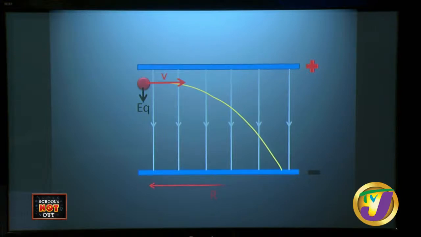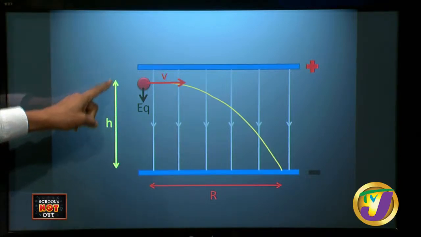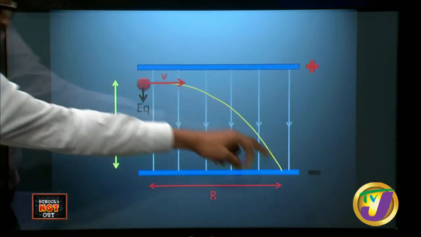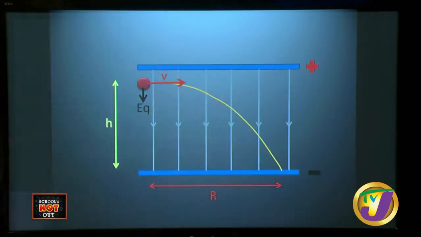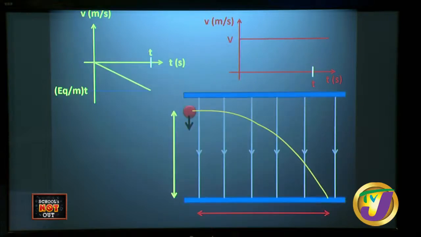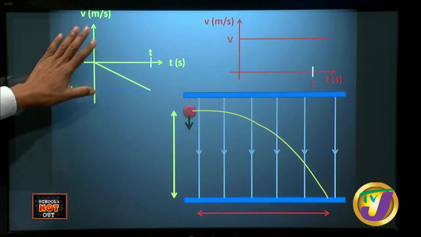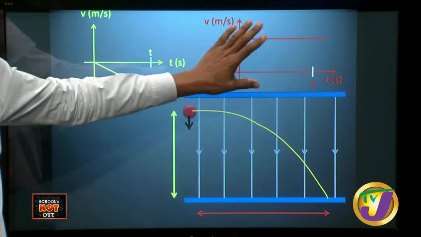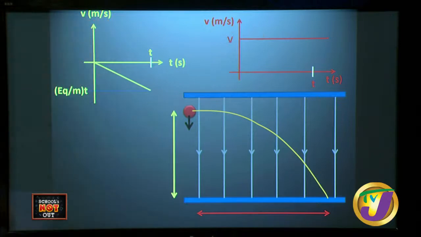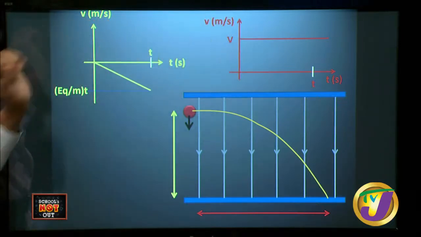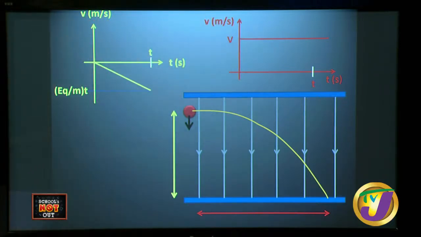All right. Also, the particle will travel some horizontal distance r, and it will fall some height h because it is going in that parabolic path. Okay. Now, again, these are the graphs for the horizontal and vertical motion. Color-coded: horizontal red, vertical yellow.